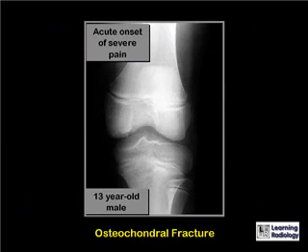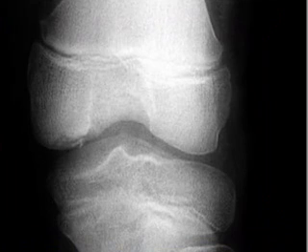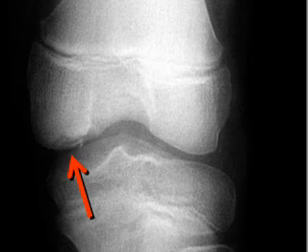This is a frontal view of the knee in a 13-year-old male who had the acute onset of severe pain, and you can see that there is a defect on the medial femoral condyle.